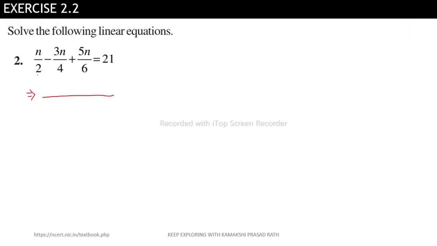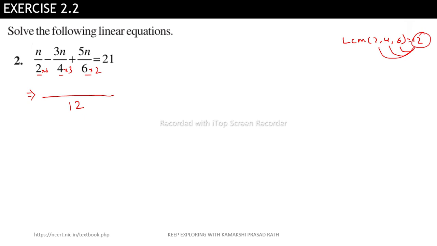First we'll find the LCM of 2, 4 and 6. We know the LCM of 2, 4 and 6 will be 12. 6 twos are 12, 4 threes are 12, 2 sixes are 12. So the common denominator is 12, a common multiple of 2, 4 and 6.